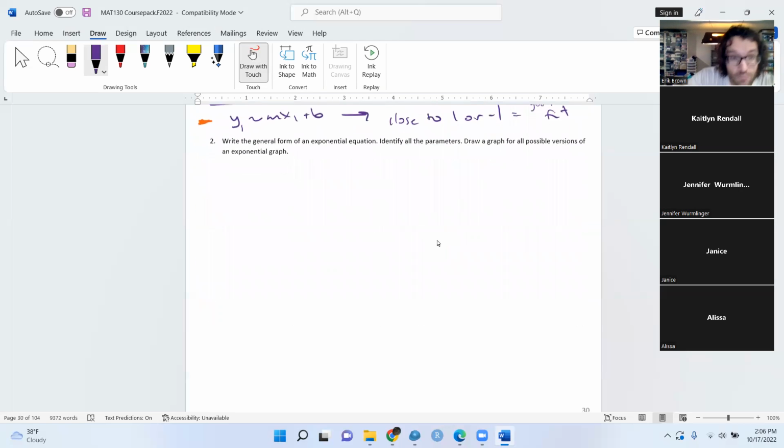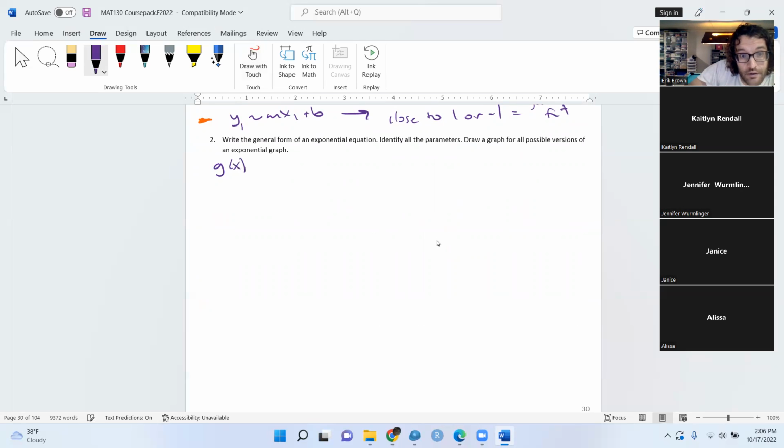So the exponential model, I'll use g of x, although it doesn't matter. You could use f of x again. That's this, a times b to the x thing. And its parameters are a bit more complicated.